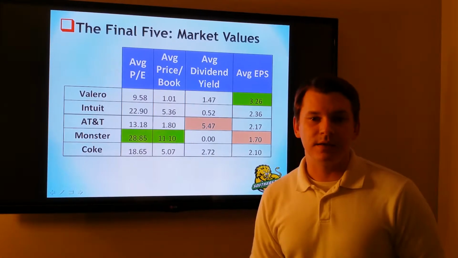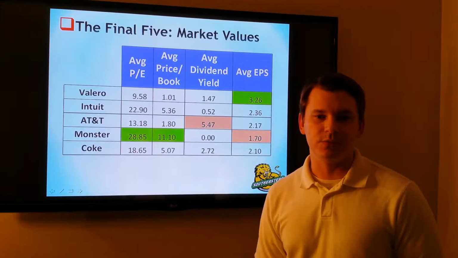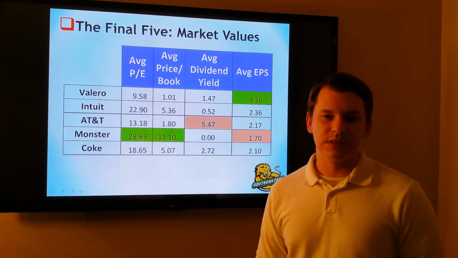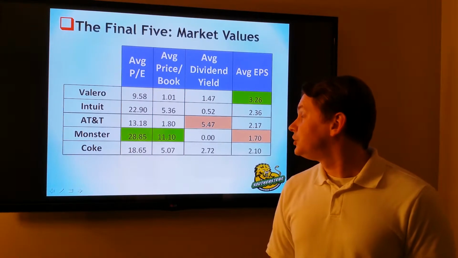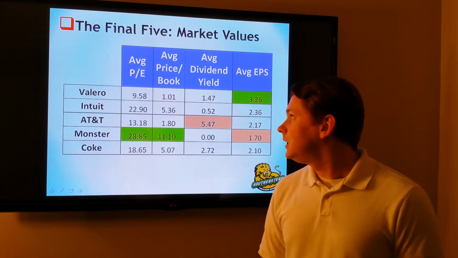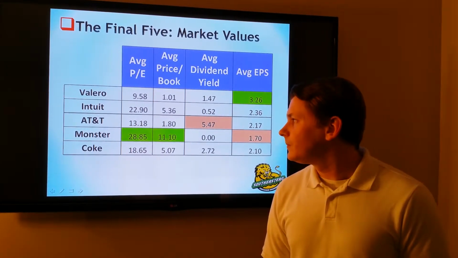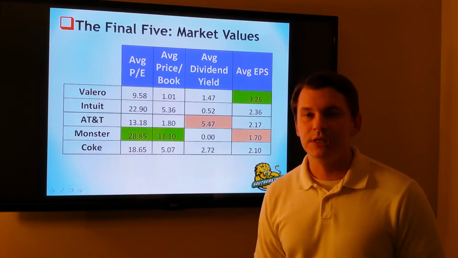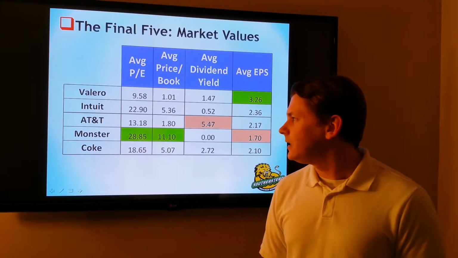Next thing that we looked at for the final five was market-related values. PE ratio, price to book, dividend yield, average EPS. Again, Monster really kind of shined here. An average PE of 28, almost 29. High, I think that might be a little bit overinflated. That does tend to lend itself towards a long-term investment strategy. But Monster is a fairly young company. A lot of growth potential there.